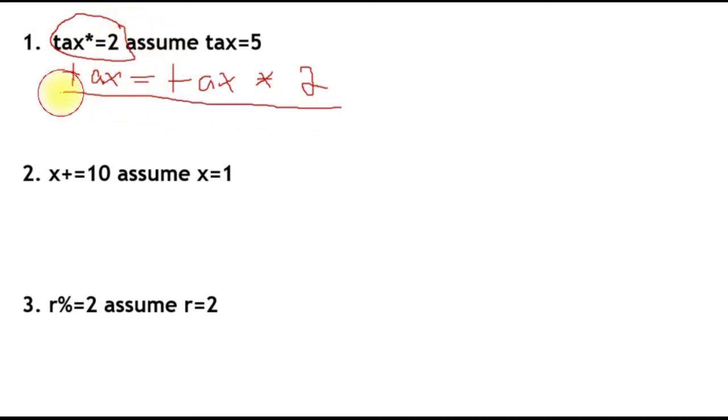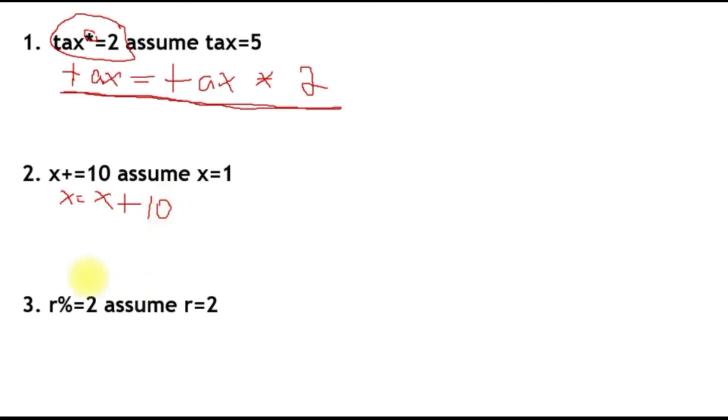So, sa mga programmer, imbes na ganito yung expression na ilalagay nila, para hindi maulit yung variables na tax, ito na yung ginagamit nila. So, tax times equal to 2. Depende kung anong operator yung gagamitin. Okay? Next is x plus equal to 10. Assume x is equal to 1. So, dito, ano yung equivalent niya? Equivalent niya ay x is equal to x plus 10.